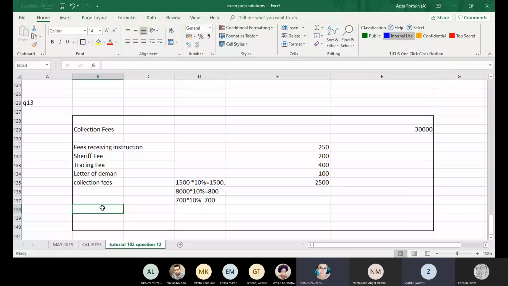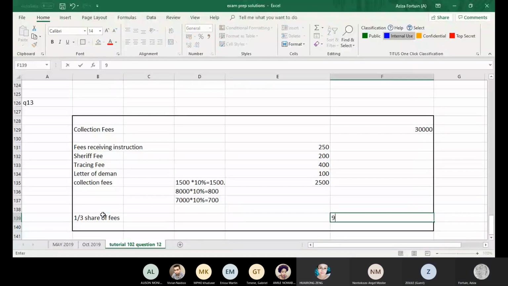And 7,000 as is, not 700. One-third share of fees, 950. Okay.